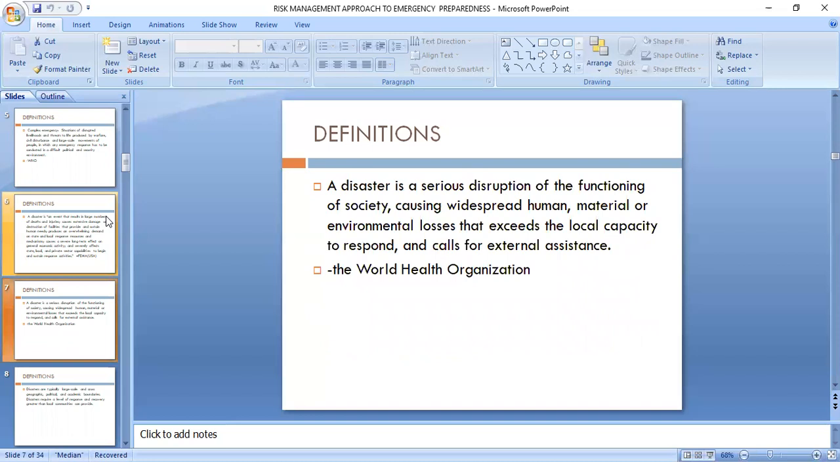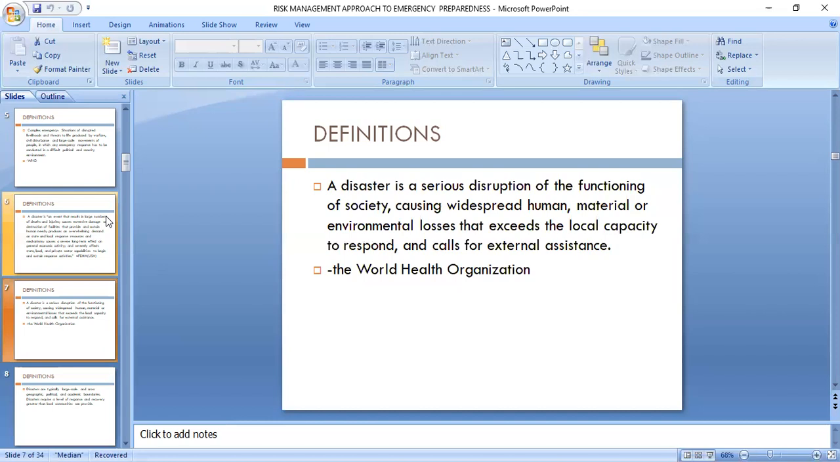So we have a World Health Organization definition here. A disaster is a serious disruption of the functioning of society, causing widespread human, material, or environmental losses that exceeds the local capacity to respond and calls for external assistance.